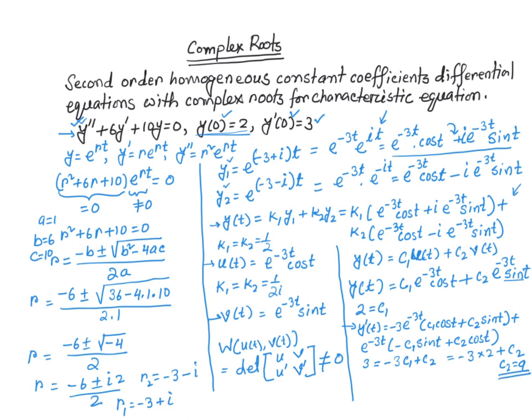So I found c2, I found c1. Now my final solution is going to be y of t is equal to c1, which is 2, times e to the power negative 3t times cosine of t, plus c2, which is 9, times e to the power negative 3t times sine of t. And this, by the way, is your solution to this differential equation with the given initial conditions.